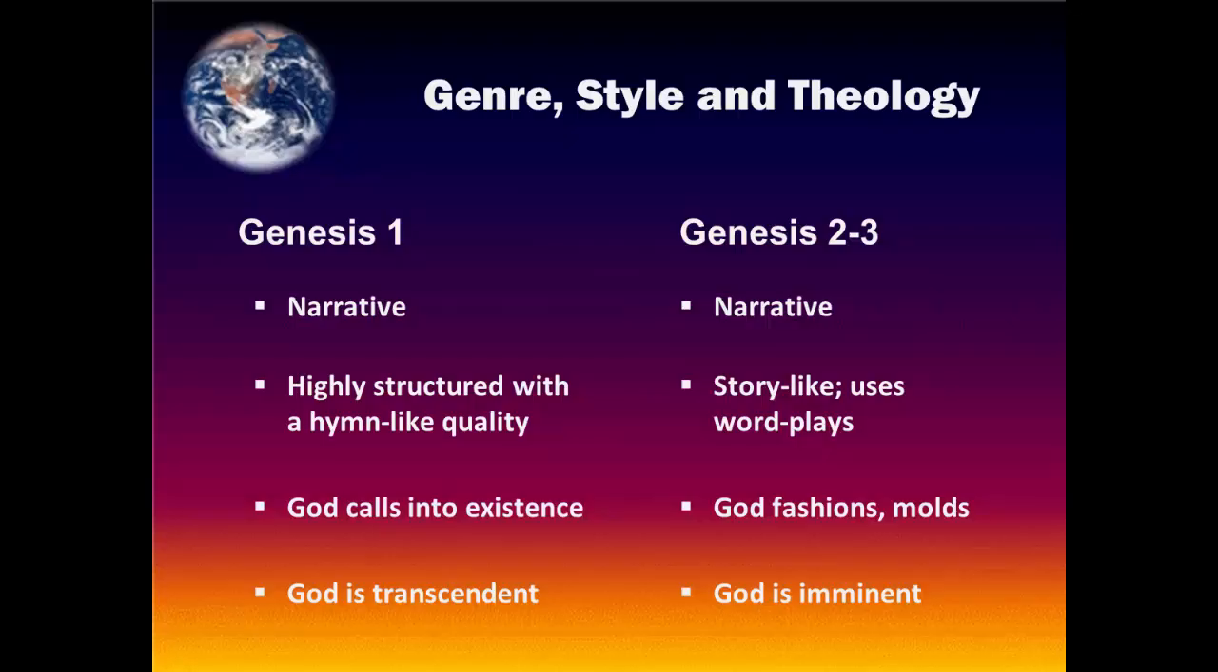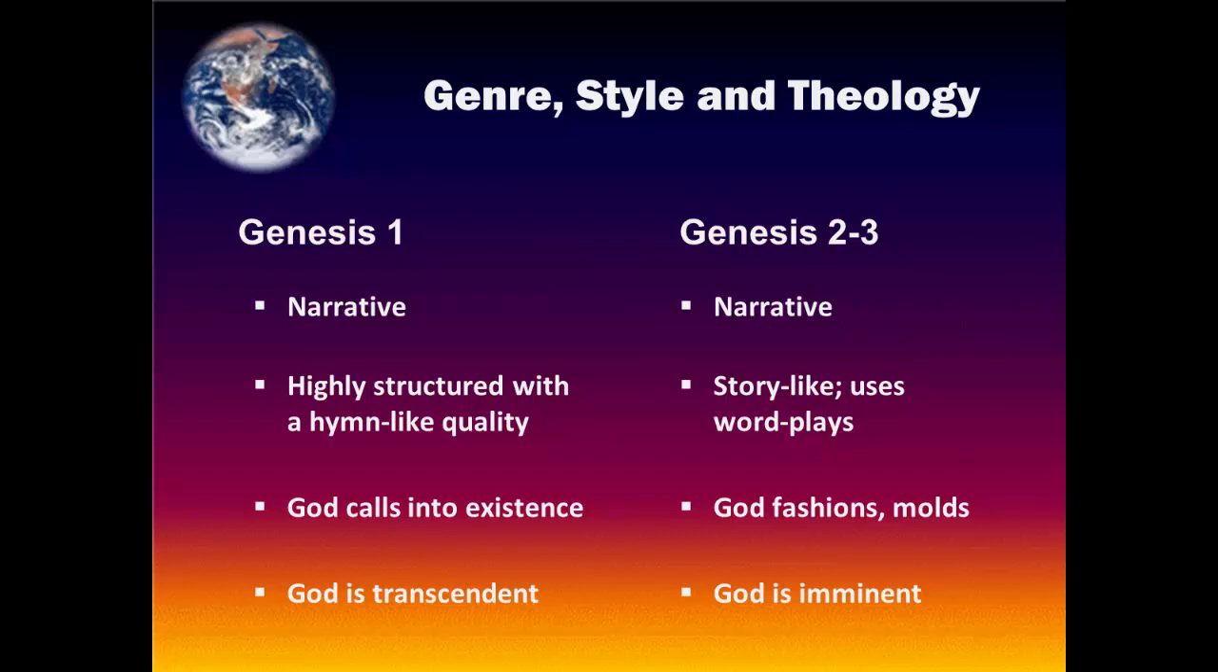Both chapters are properly defined as narratives, since they both use the vav consecutive. But the language of Genesis 1 is highly structured and hymn-like, while Genesis 2 and 3 is more prosaic and story-like. Genesis 2-3 also uses wordplay, which is entirely absent in Genesis 1. There are also differences in the way God creates in both chapters.